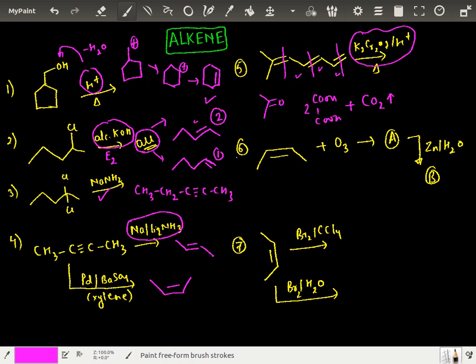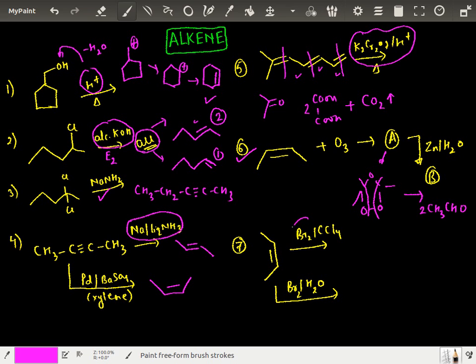Next is the ozonolysis reaction. A molecule undergoes ozonide formation, and then with zinc and H2O, it will break into 2 halves. Because the molecule is symmetrical, we get 2 molecules of acetaldehyde, CH3CHO.